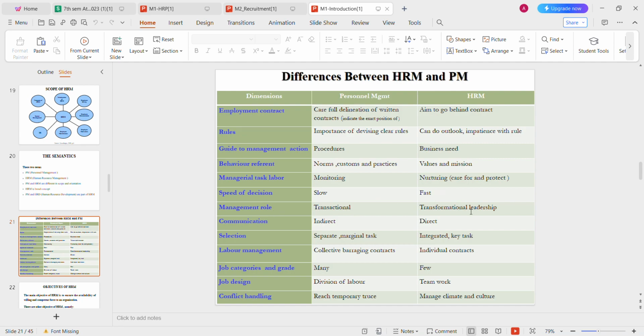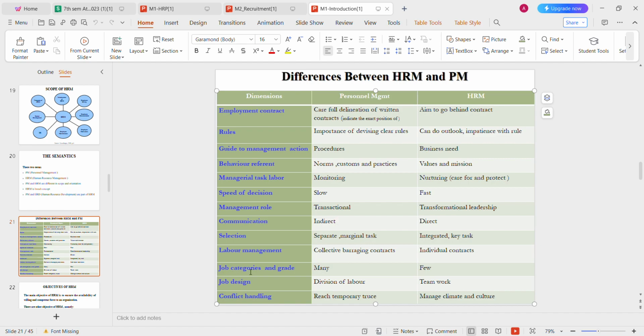Management role is transactional in personnel management, leadership in HRM. Communication is indirect in personnel management, direct in HRM, right, direct. Like now, the HR manager and HR executive can directly coordinate with the manager itself. In earlier times it was not like that. Not much high post or prestige was given to HRM, but now HRM is equally important. Even he is also given the right opportunities to showcase himself.